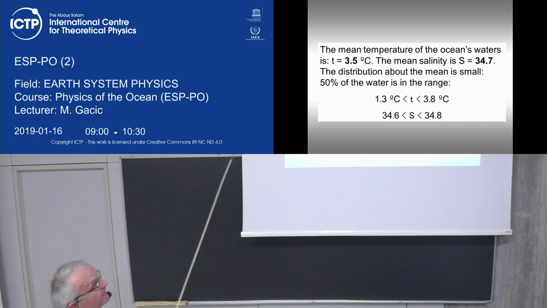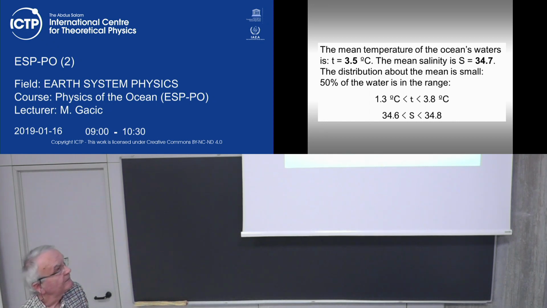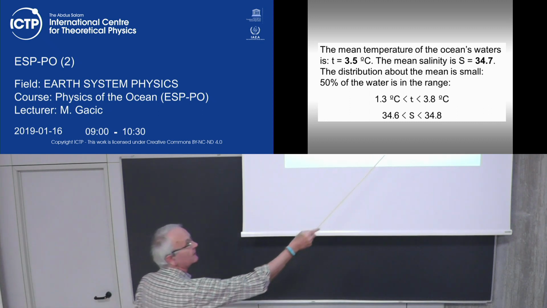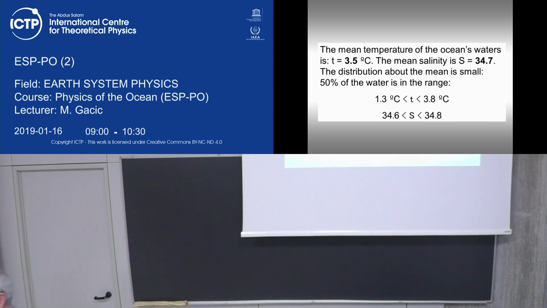And the mean salinity is 34.7 grams per kilogram, sorry. So that means in 1 kilogram you have 34.7 grams of salt, on average.